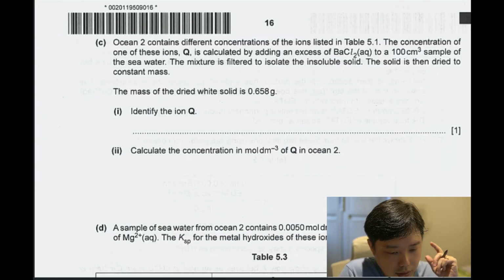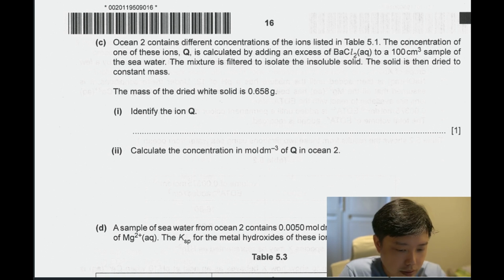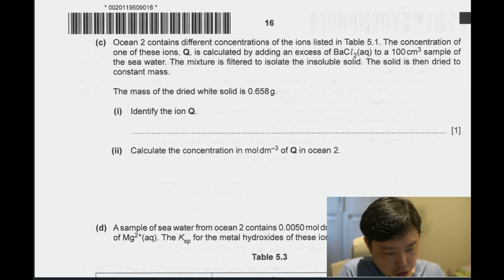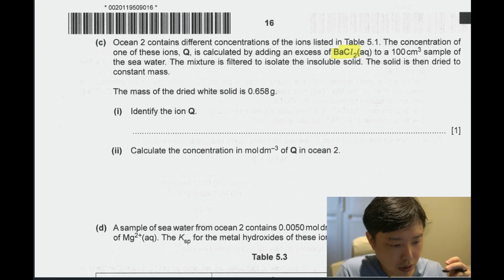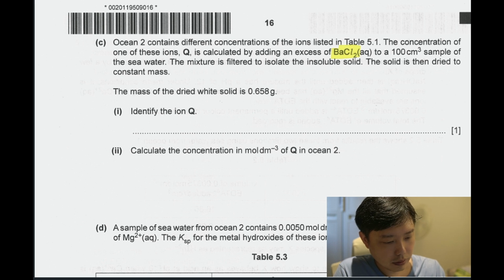Okay guys, welcome back. We are going to continue with question 5 from paper 2 of 2024. Let's look at part C. Ocean 2, now we're dealing with a different ocean. So earlier on we had the first ocean, this is the second ocean. Concentration of one of these ions listed in the table earlier is calculated by adding excess of barium chloride. So looking at this barium chloride, you need to understand that most of the time you have to look at the ions individually.